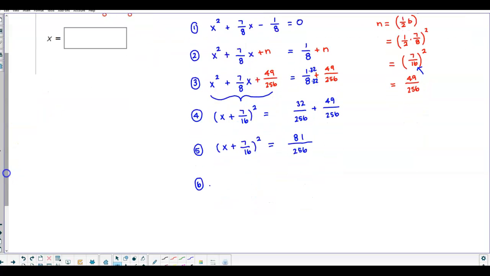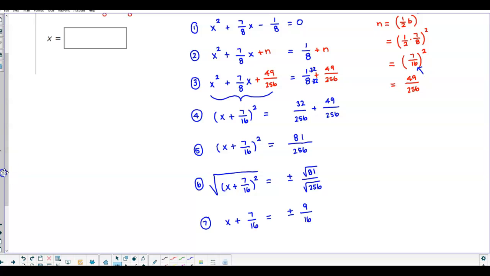So now in step number 6, we're going to take the square root of both sides. And don't forget the plus or minus. So you have plus or minus the square root of 81 over the square root of 256. So now, on the left side, we have x plus 7 over 16. And that's going to equal plus or minus, what do we have to square to get 81? That is 9. What do you have to square to get 256? And that is 16.